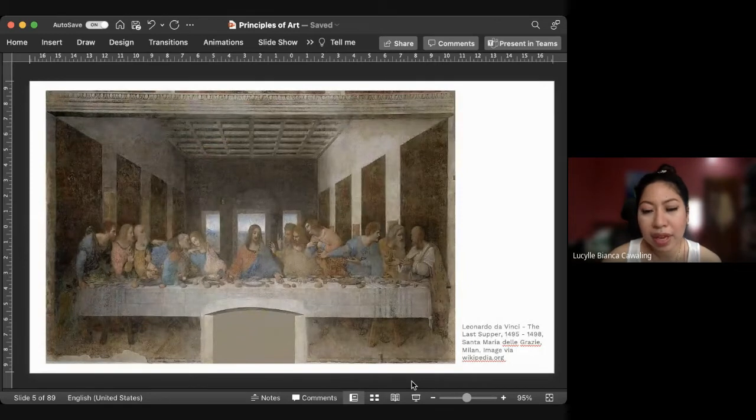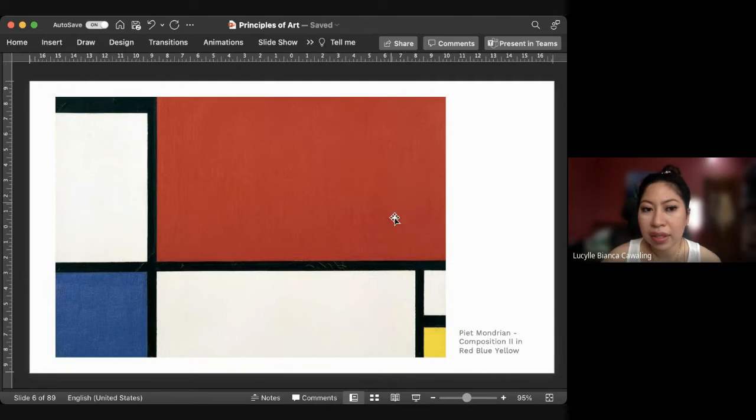So another example of symmetrical balance is this one by Leonardo da Vinci. If you cut this in half, the left side would mirror the right side. And then this is another symmetrical balance, but this kind of balance shows the mathematical.